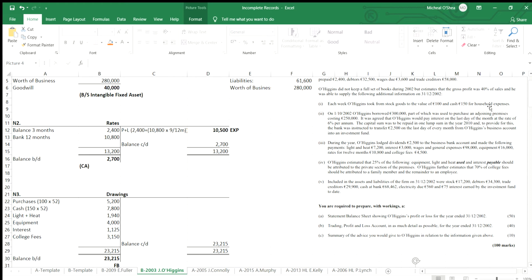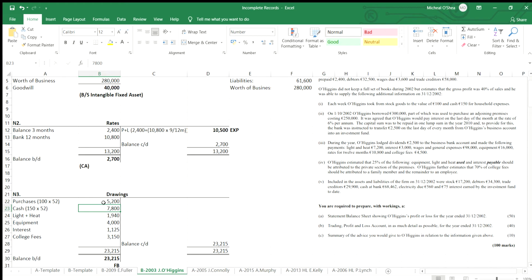So this is drawings. For my purchases, I took from stock, so I took from my purchases. Every week I took 100 euros, that's 5,200. I took out of purchases and I put into drawings. And for cash, I took out 150 euro for each of those weeks, giving me 7,800 that I've taken out of cash and added to drawings.